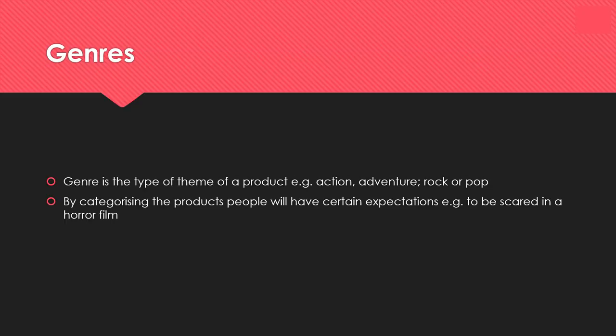By categorizing these products, people will have a certain expectation, so they will expect to see certain conventions. For example, in a horror film, you will expect to be scared. You will usually even go and watch the film in the first place because that's what you expect and what you want to see. So a code and convention can allow a film to fall into a certain genre.